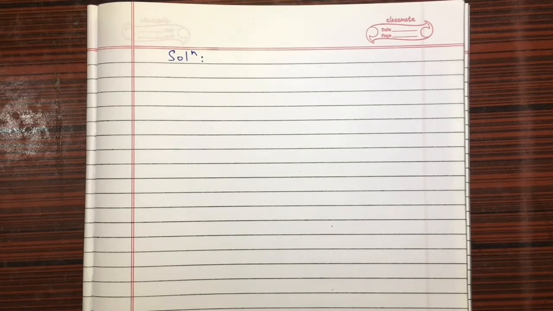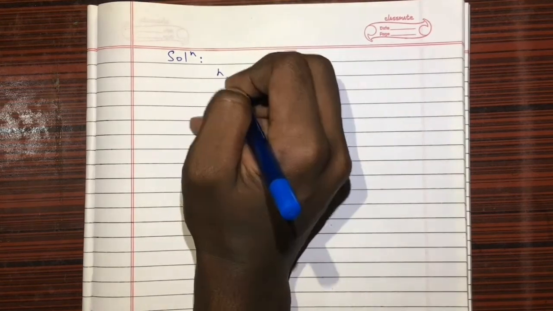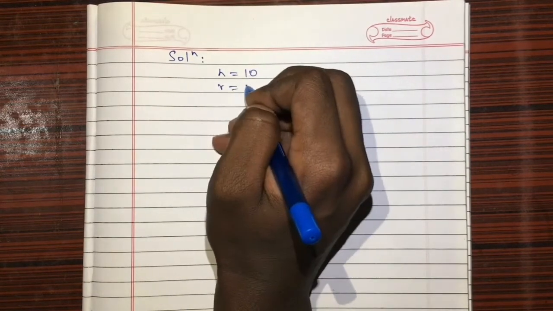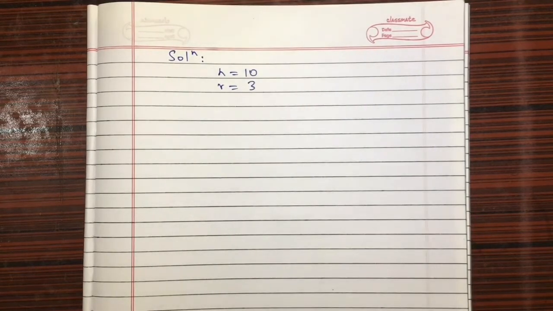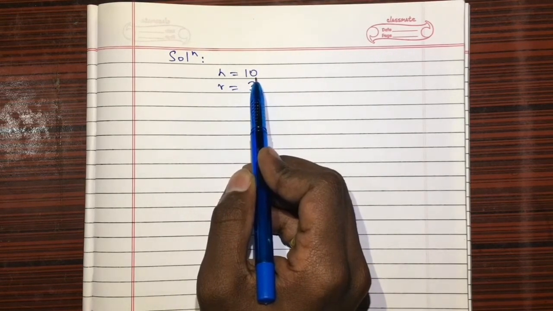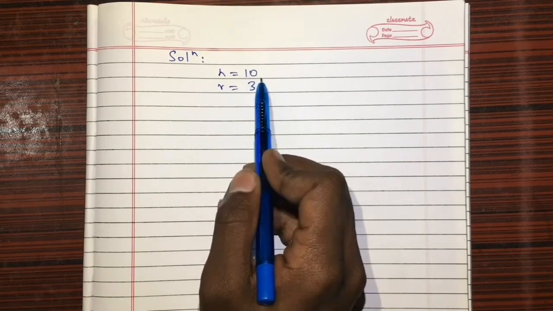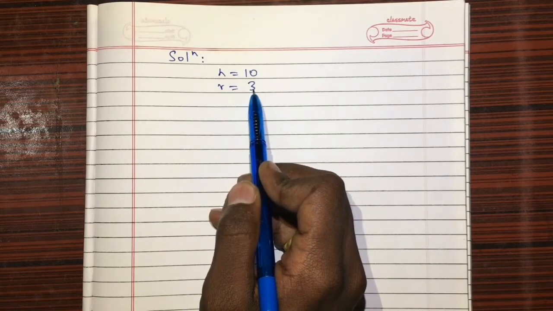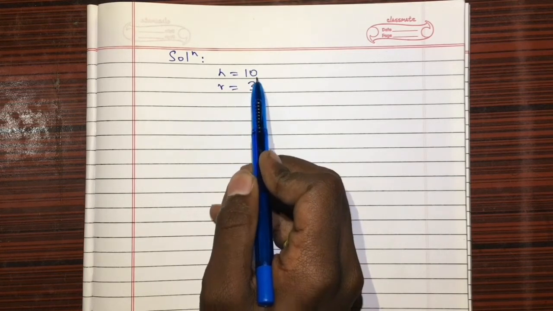Since there are 10 vacant seats, n is going to be equal to 10. Total number of seats, n, is equal to 10, and there are 3 persons who are entering the bus. So r becomes equal to 3, because those 3 persons are going to be arranged in those 10 different vacant seats.